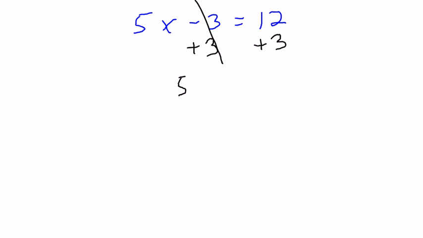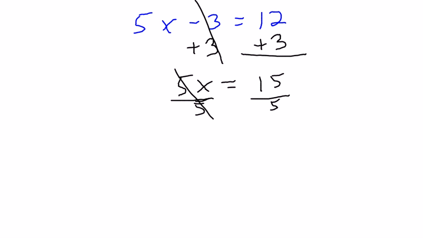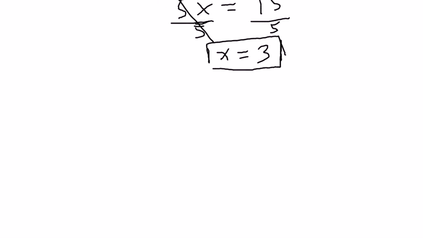We are left with 5x equals 12 plus 3 is 15. The opposite of multiplying by 5 is dividing by 5, so we'll divide by 5 on each side. 5 divided by 5 leaves me with 1, right? So I have x on my left-hand side equals 15 divided by 5 is 3. So my solution is x equals 3. And of course, you should take your solution and plug it back into your original equation to check your work.